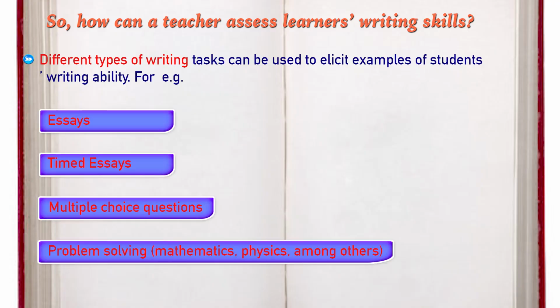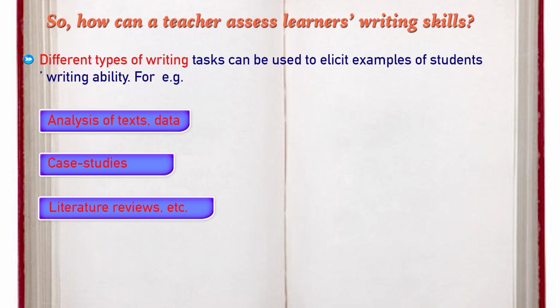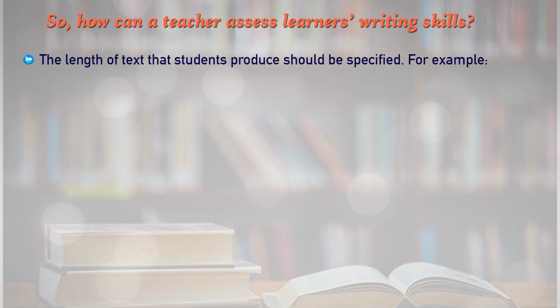Let's see the different types of writing tasks that teachers can use in classrooms to elicit students' writing abilities and find out how they are doing. They can be essays, timed essays, multiple choice questions, problem solving as in mathematics, physics or other science subjects, analysis of texts and data, case studies, literature reviews, etc. The length that students produce should also be specified by the teacher.